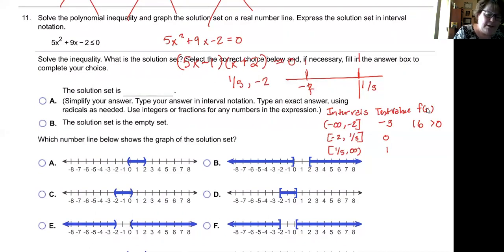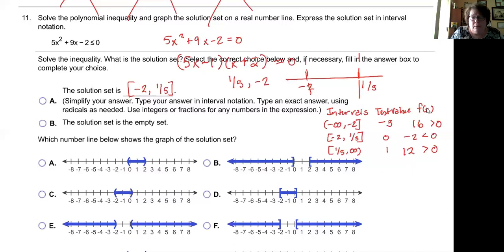When I evaluate this function at 0, I get -2. Well, that's less than 0. So that is the solution, from -2 to 1/5. I'm going to go ahead and check that last interval. If I evaluate this function at 1, I get 12. 12 is greater than 0. That is not a solution. So the solution to this inequality is any number between -2 and 1/5.